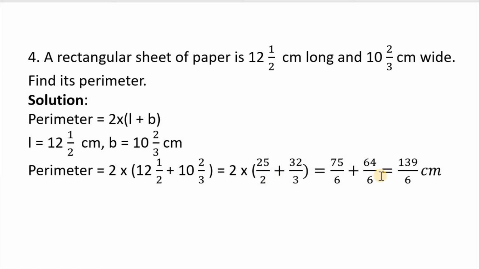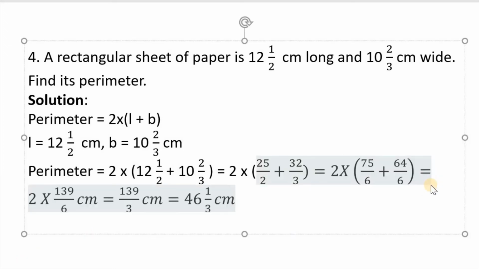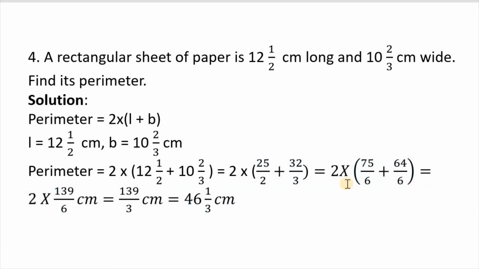Furthermore, we need to change them into like fractions. So I had left out to include the multiplication by 2. So we need to be very careful when we are solving such problems. Then when we convert them into like fractions, we have 75 plus 64, both of them by 6. So we can add them up and the answer is 139 by 6 into 2. So the final answer is going to be, as a mixed fraction, 46 1/3 centimeters. So the perimeter of the rectangle is equal to 46 1 by 3 centimeters.